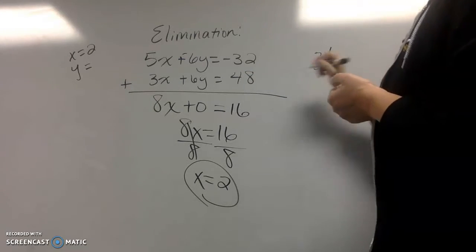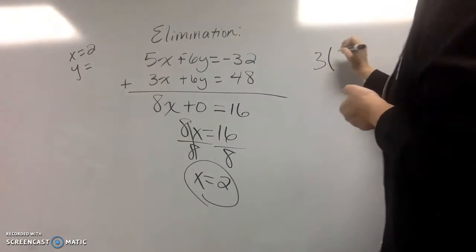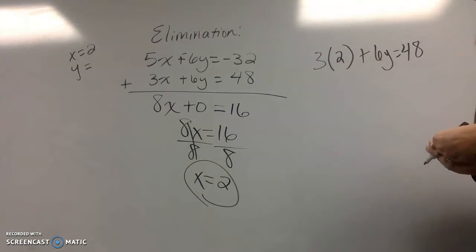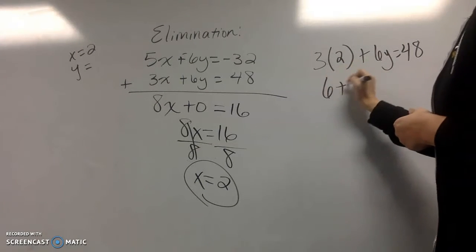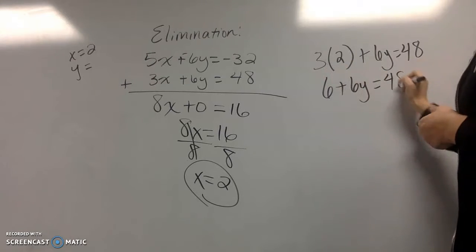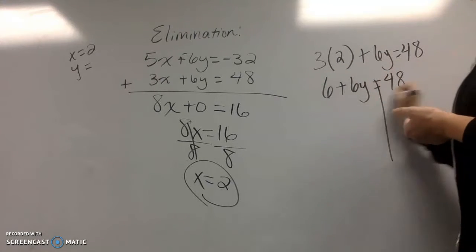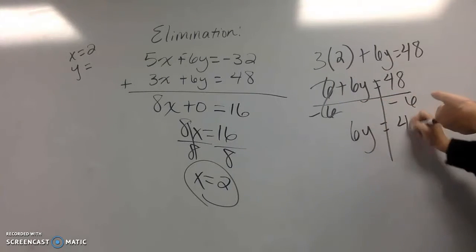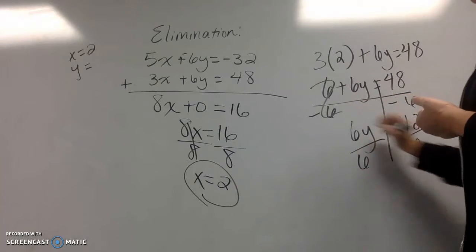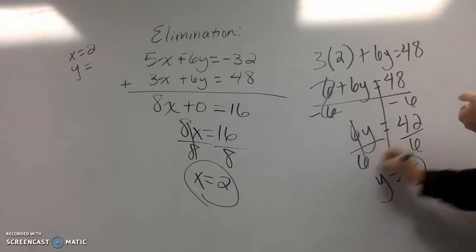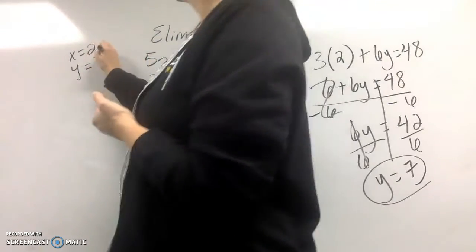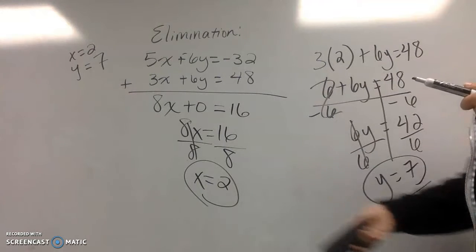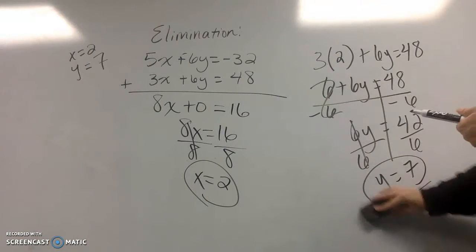So it's going to become 3 times 2 plus 6y equals 48. 3 times 2 is 6 plus 6y equals 48. Now I have a normal two-step that I can go ahead and solve. Subtract, I get 42, divide by 6, and y equals 7. So there's my answer. y equals 7. So eliminate to solve for one variable, plug back in to solve for the other.